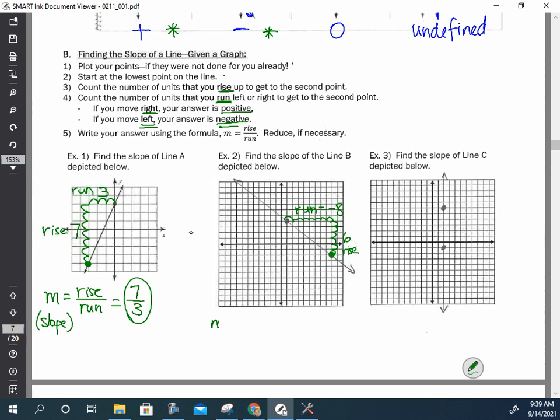So again, slope is rise over run. 6 over negative 8. That can be reduced to 3 over negative 4. So 3 over negative 4 is your slope.